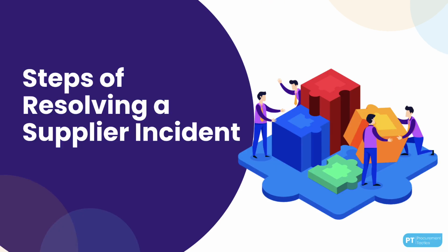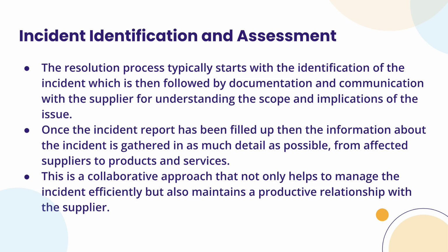There are three major steps in resolving a supplier incident, each of which has to be well executed. So let's start with the first one. The resolution process typically starts with the identification of the incident, which is then followed by documentation and communication with the supplier for understanding the scope and implications of the issue. This, of course, starts with the supplier incident report, filled up by the individual who wants to report the incident.